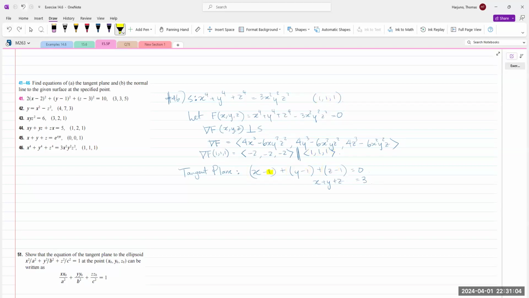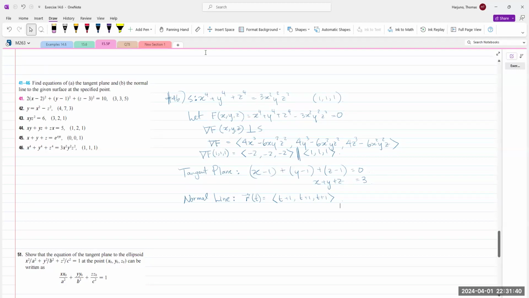Now how about the normal line? Let me call that r(t) equals (t plus 1, t plus 1, t plus 1). Okay. I think the number happens to be a nice number though. Okay, that's for number 46.